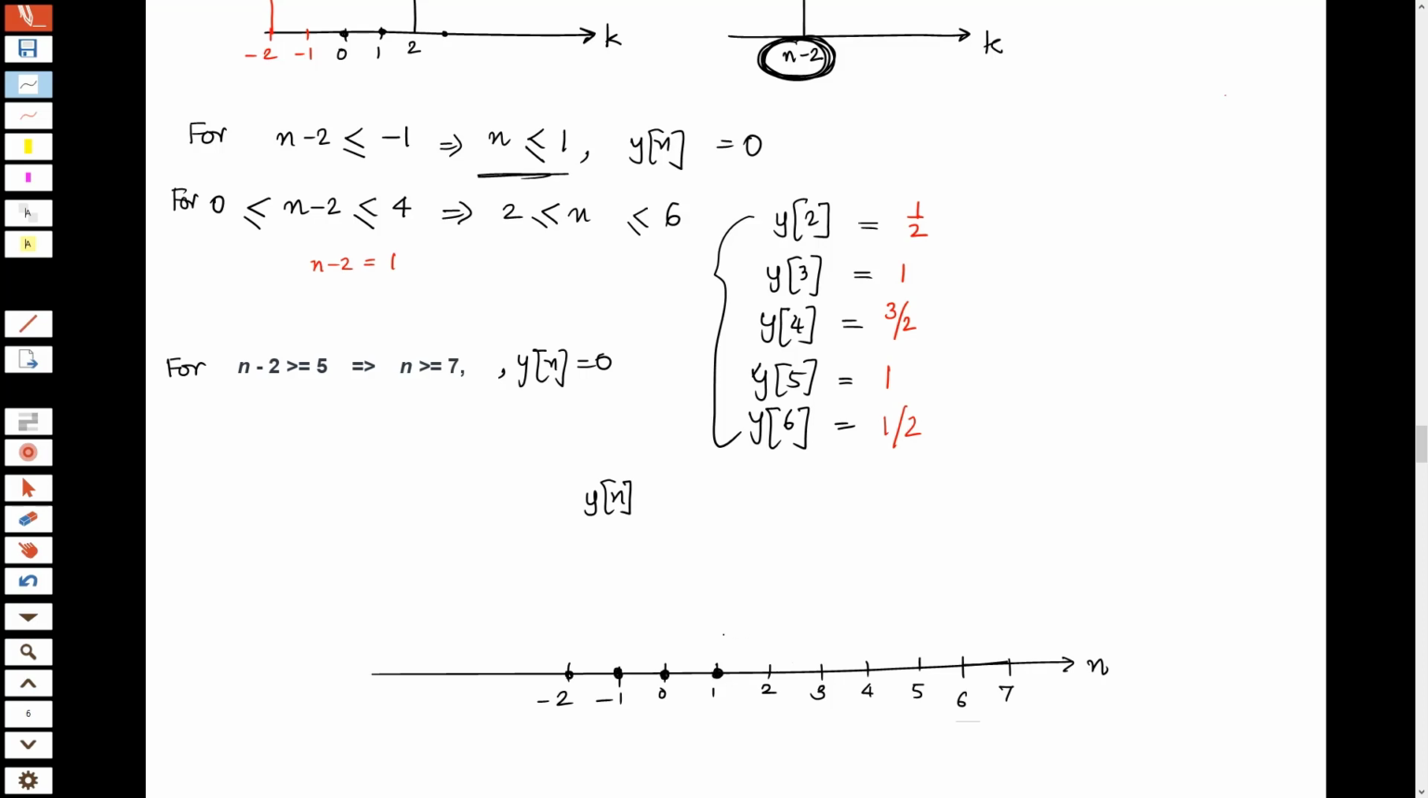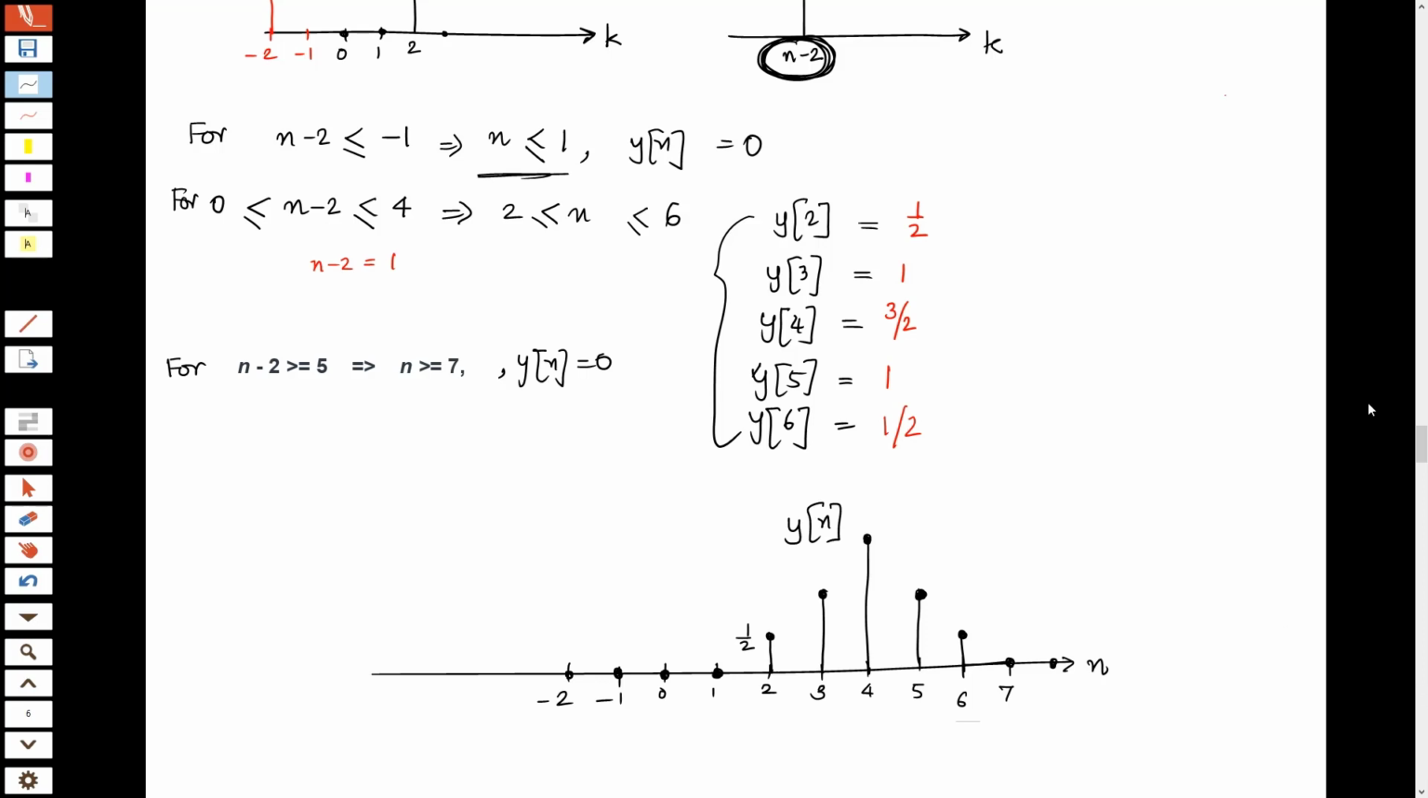For n equal to 2, output is half. For n equal to 3, output is 1. For n equal to 4, it is 3 by 2. For 5, it's again 1. For 6, it's again half. 7 onwards, it's again 0. So this is how y[n] looks like.